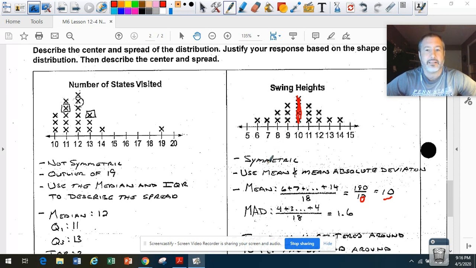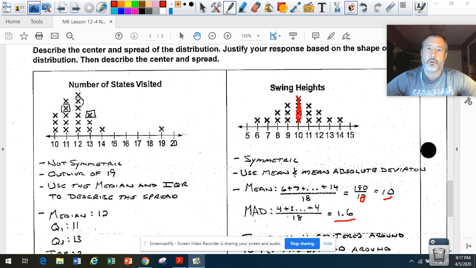Remember how to do that? You have to take each one of these points and subtract it from the mean and take the absolute value. So 6 minus 10 is -4. The absolute value of -4 is 4. Plus, go to the next one: 7 minus 10 is -3. The absolute value of -3 is 3. So plus 3. You go through all of these points. Then you add them up and divide by 18, and you get a mean absolute deviation of 1.6.